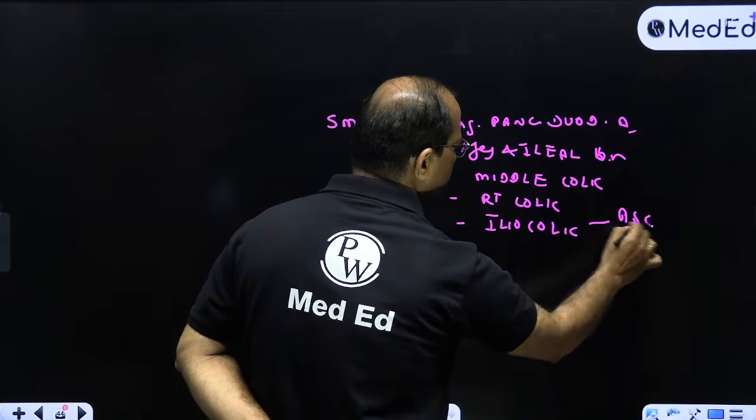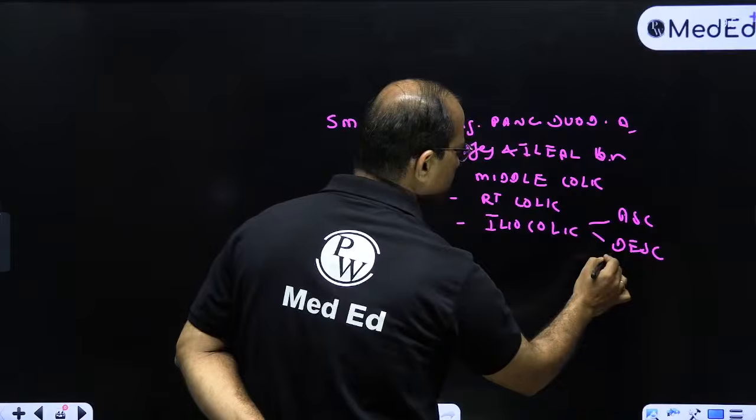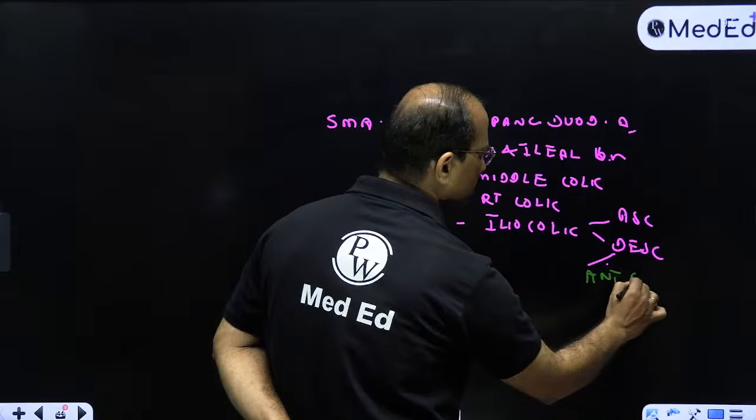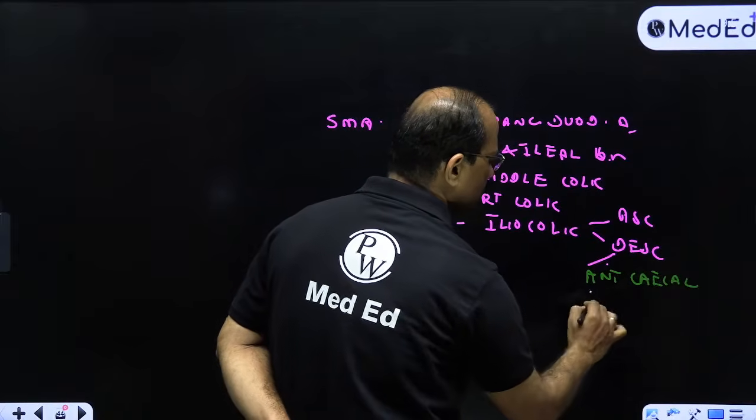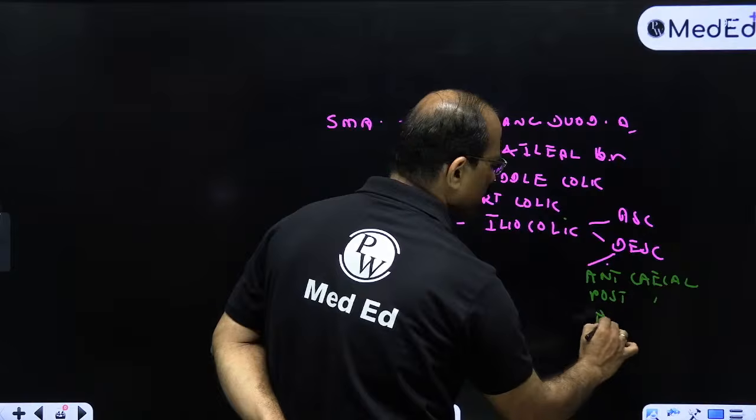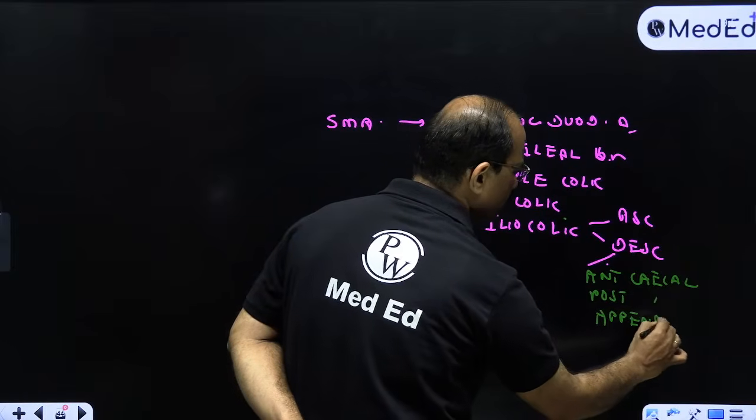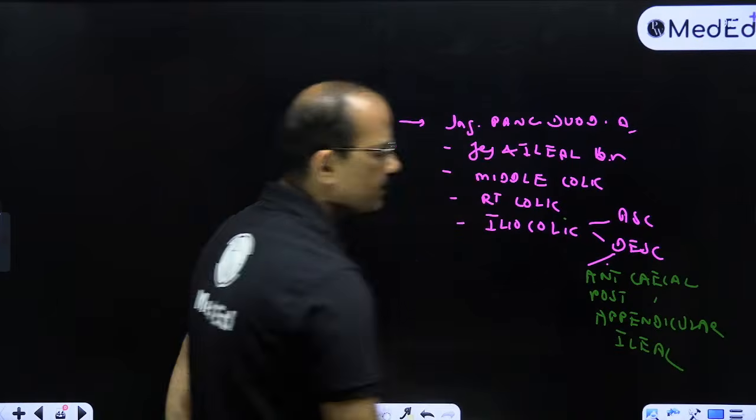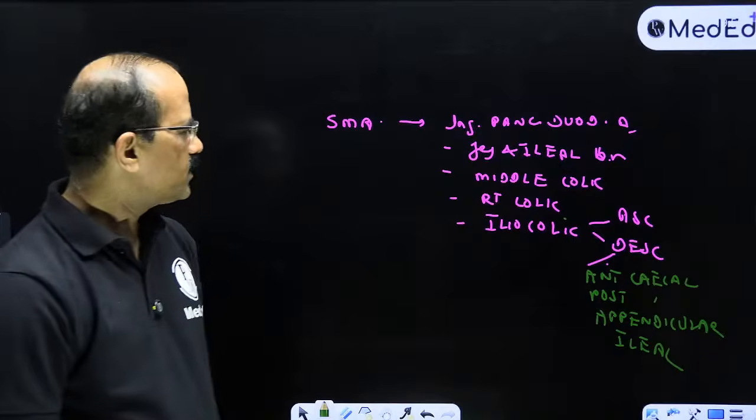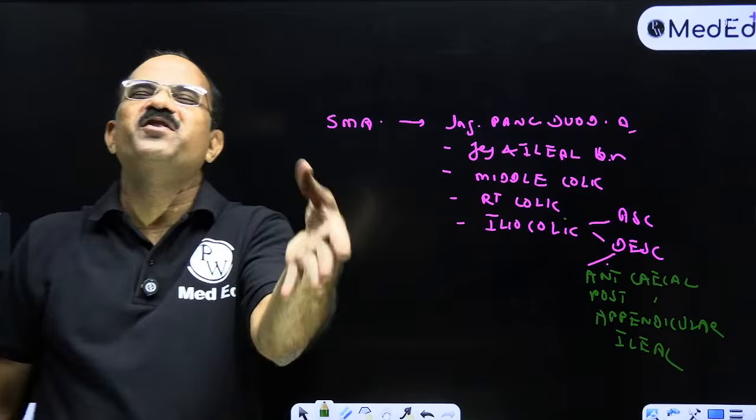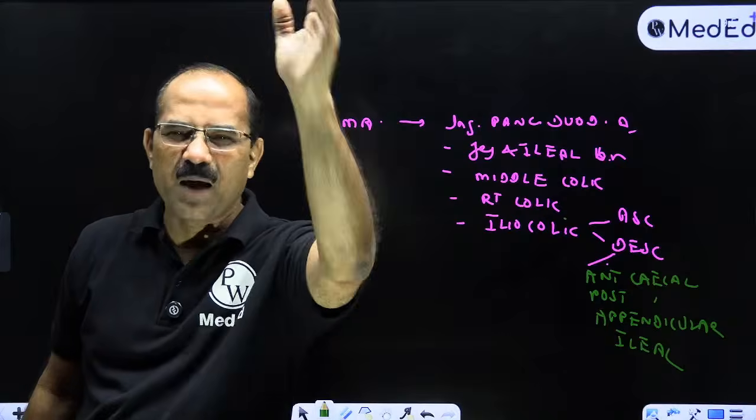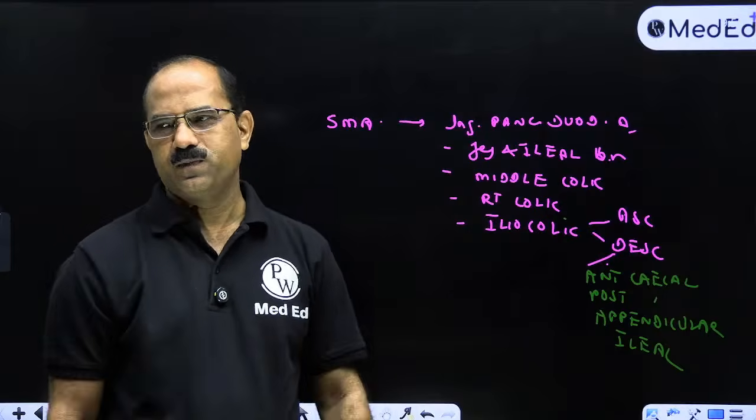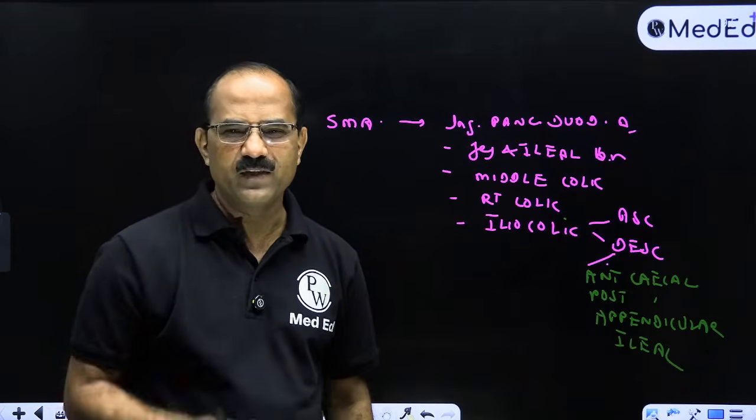इलियोकोलिक का एक ascending branch आता है, descending branch आता है. Descending branch gives 4 branches: anterior cecal, posterior cecal, appendicular, and ileal. हाँ, तो आंसर इज इलियोकोलिक. बट अगर बहुत स्पेसिफिक पूछा गया है, so the next option is going to be the appendicular artery. Appendicular artery is a branch of descending branch of ileocolic.